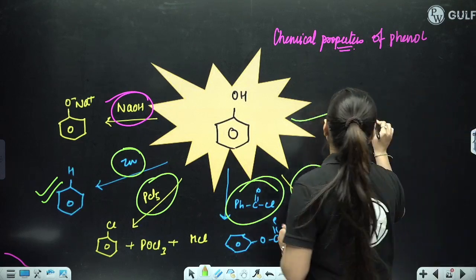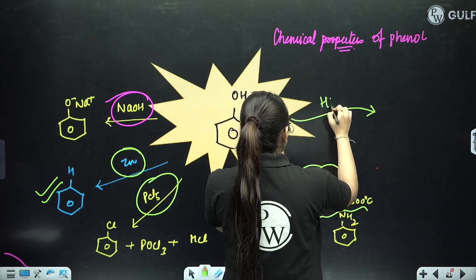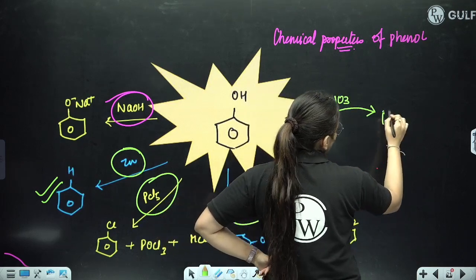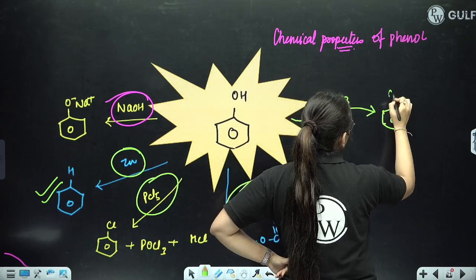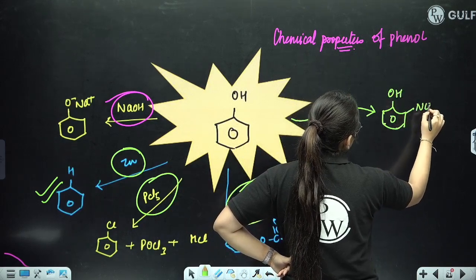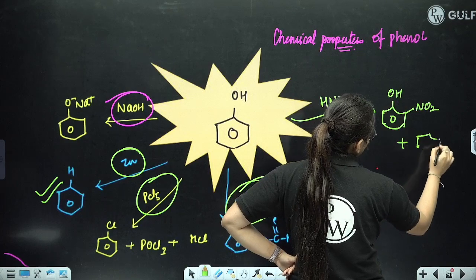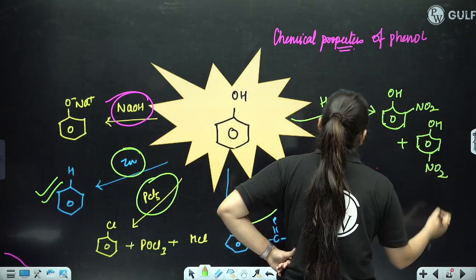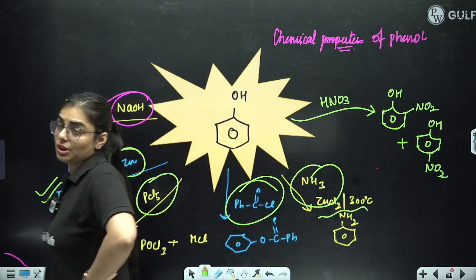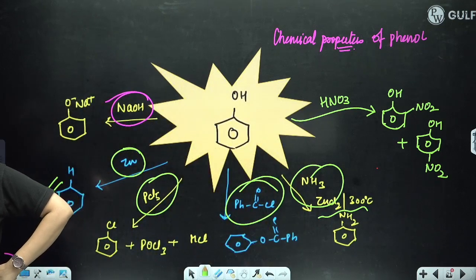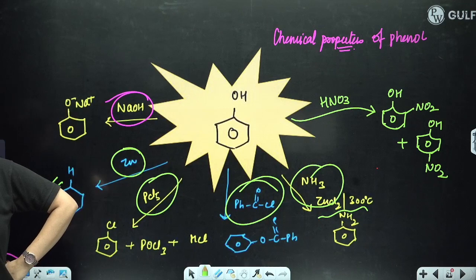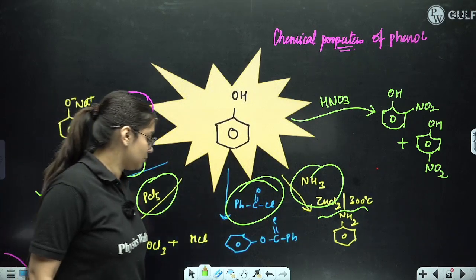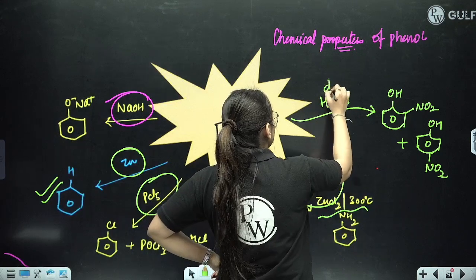Now, there are further reactions, like the HNO3 reaction. You can go with HNO3 and H2SO4. What are you going to obtain? Here NO2 group will be attached at the ortho position, as well as at the para position. So this is when you are taking HNO3. This kind of reaction we have already done. Clear? This is when you are taking dilute.